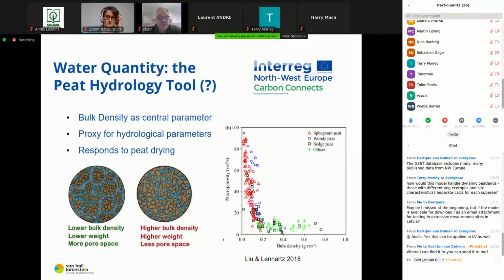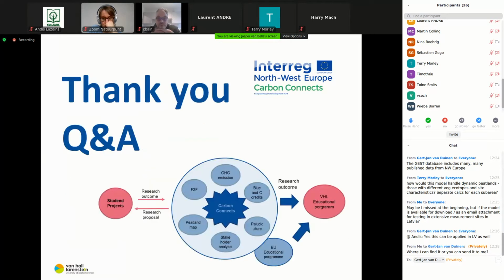So the bulk density can be used, thanks to the study by Liu and Leonard shown here, as a central parameter, or an indicator of a whole suite of hydrological parameters. It is fairly easy to determine in your site, and it responds to peat drying. So this is why we've chosen this as a central parameter. But this is all still work in progress, and well, that's it. Any questions?